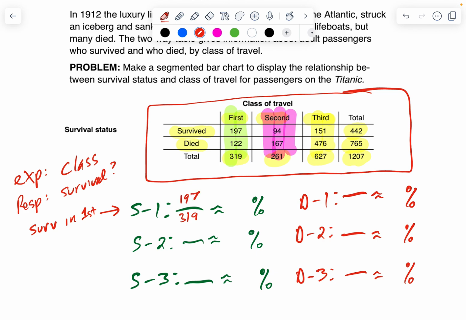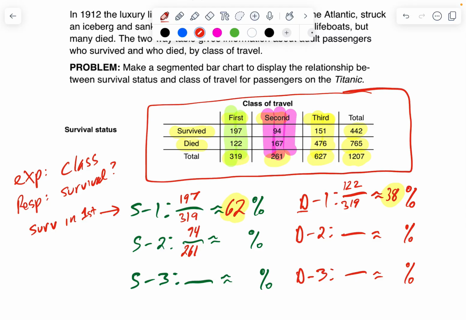And of the 319 people in first class, 197 of them happen to survive. If we calculate that into a percentage, rounded to the nearest whole percent, 62% of the people survived. We can go across. The D over here means died, given they were in first class. So 122 of the 319 people in first class died. That's going to be 38%. Hopefully it makes sense that the two percentages there must add to 100, because everybody in first class either survived or died.